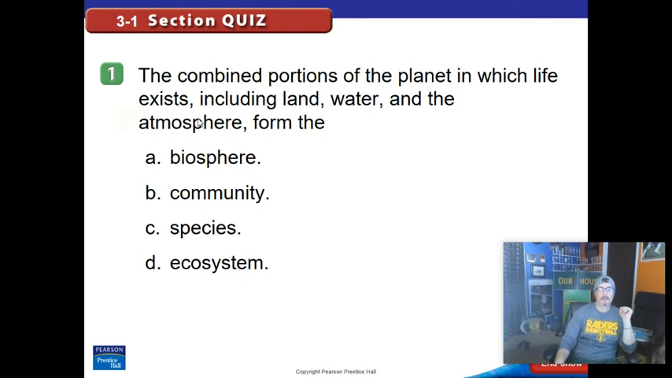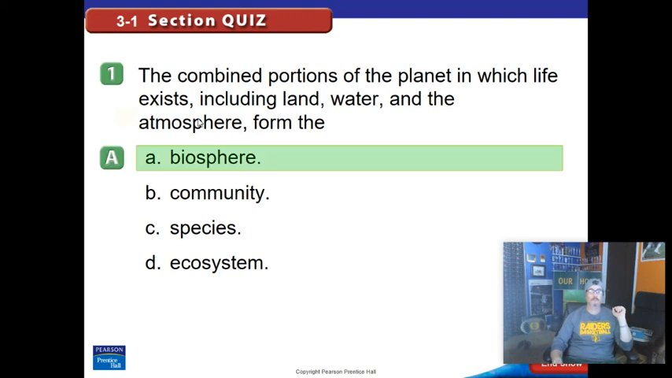All right, here we go. The combined portions of the planet in which life exists, including land, water, and the atmosphere, form. Which one is that? And if you're not sure, you should go back and take a look at number 2. Yeah, you bet. It's biosphere.